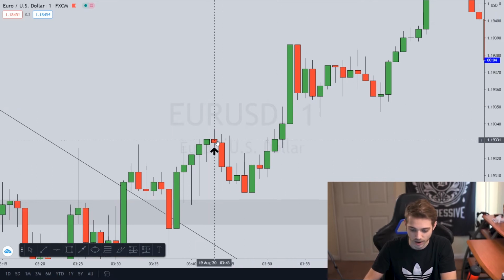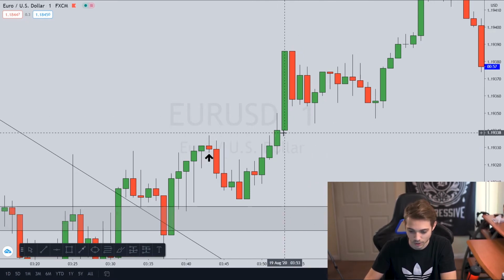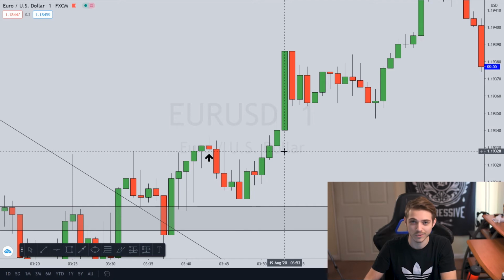So you guys can see how after I entered, price came back down, and then within the last 2 minutes, that was my saving grace on this trade. If I would have had a candle pullback at all, I would have definitely lost that trade.